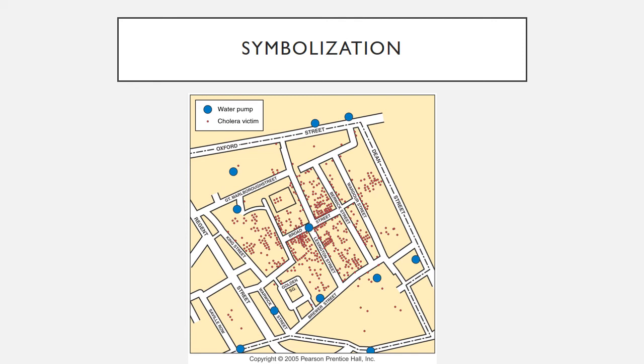In this case, you're using two different symbols to help communicate that data. So symbolization, when you see a symbol for an ambulance or a school or a bus stop or something like that on a map, that map is using symbolization.